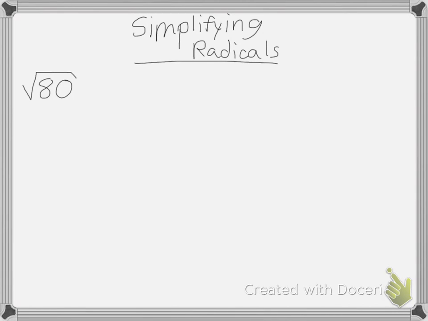Welcome to this recording on simplifying radical expressions. So we're going to start here with the square root of 80, and we want to write this so that the smallest number possible is inside the radical or the square root side.